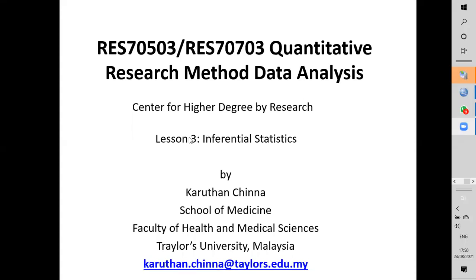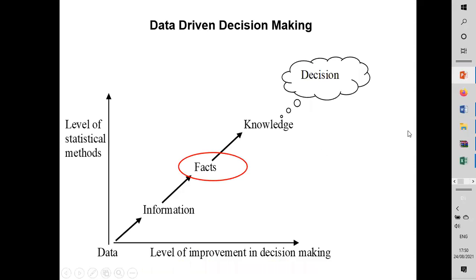So lesson 3 will be inferential statistics. So just now we moved from data to information. Now we're moving from information to facts. So all the testing will come, hypothesis testing, other things. And then from there, we gain knowledge.